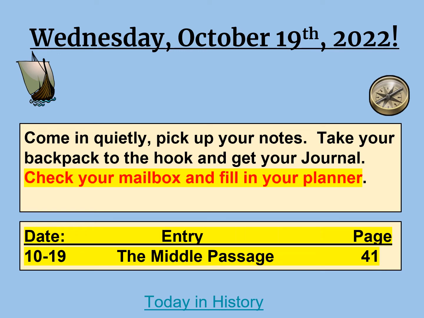Today's October 19th, Wednesday, 2022, and we are wrapping up our Unit 2 Exploration and Colonization unit with the instruction of the Middle Passage. Now, we talked a little bit about this in the last couple of days. Today, we're just going to be completing a graphic organizer to help us remember the important components of the triangular trade route and how the Middle Passage fit into that particular item.